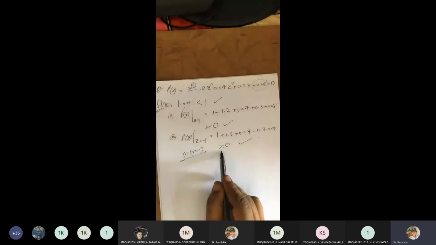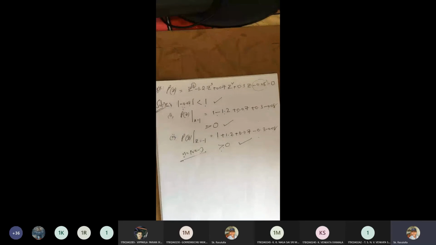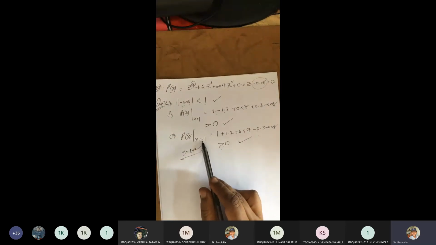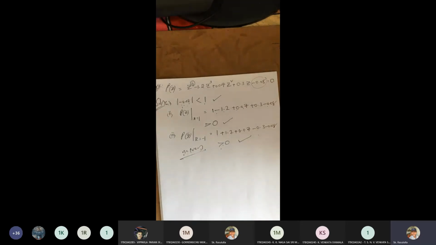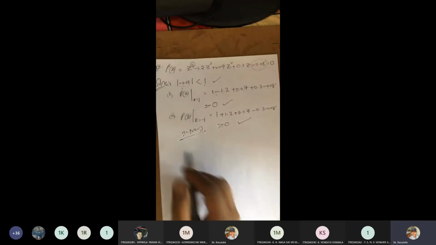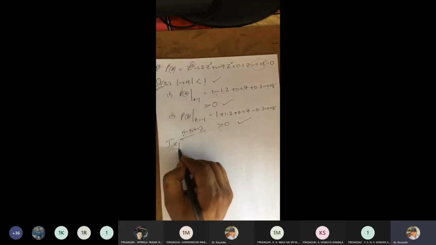సపోజ్ ఇది less than 0 వచ్చింది అనుకోండి, you can directly say the system is unstable. Since for n even when P of z is equal to minus 1, it must be less than 0. Sorry, greater than 0. Even అయినప్పుడు greater than 0 అవ్వాలి, odd అయినప్పుడు less than 0 అవ్వాలి. సో ఇక్కడ ఈవెన్ కాబట్టి greater than 0 నే అయింది. సో they are satisfied. Now let us go for the jury table. ఇప్పుడు jury table కి వెళ్తాం.